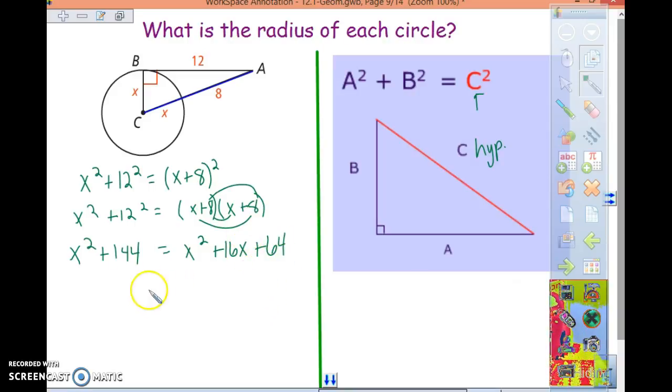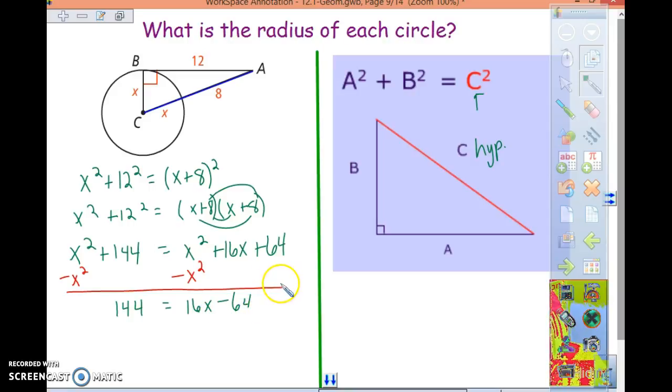Our goal is to solve for x. So we need to get the x's together. So I'm going to subtract them, these x squareds, and they end up canceling off, which is good news. So then we have 144 is equal to 16x minus 64. So then we can do 144 and add the 64 to get 80. Excuse me, 144 plus 64 to get 208. Divided by 16 leaves us with 13.